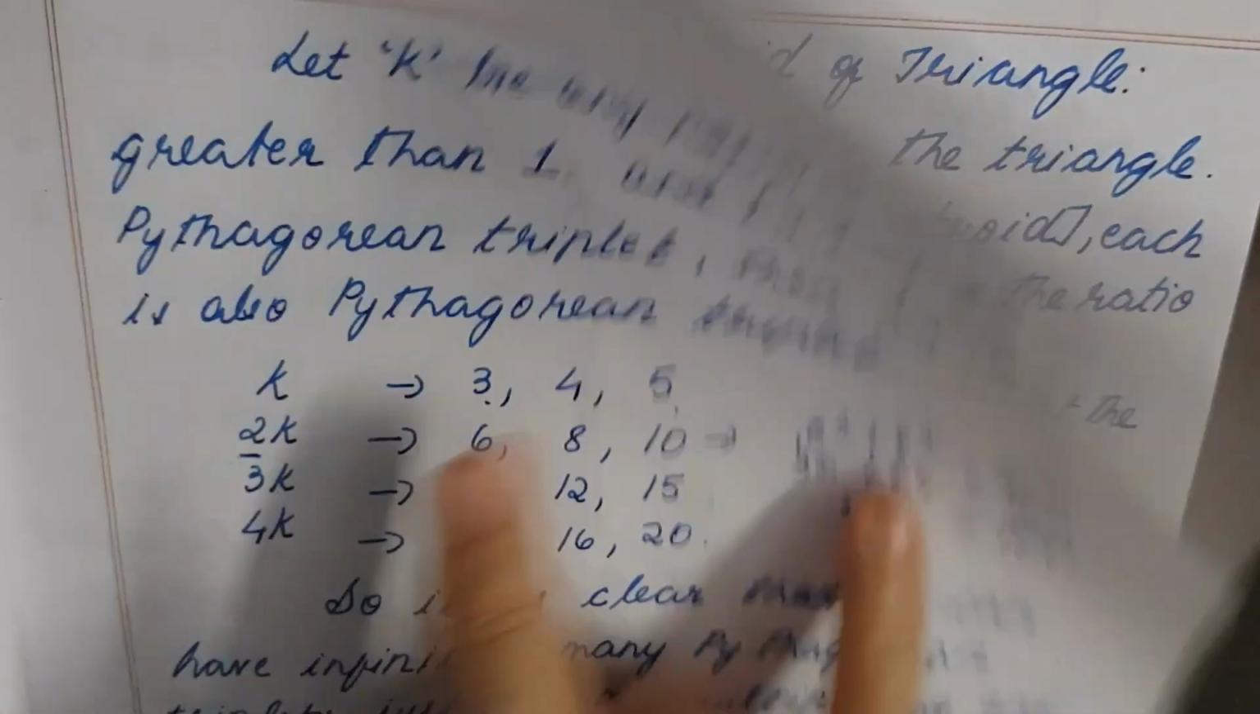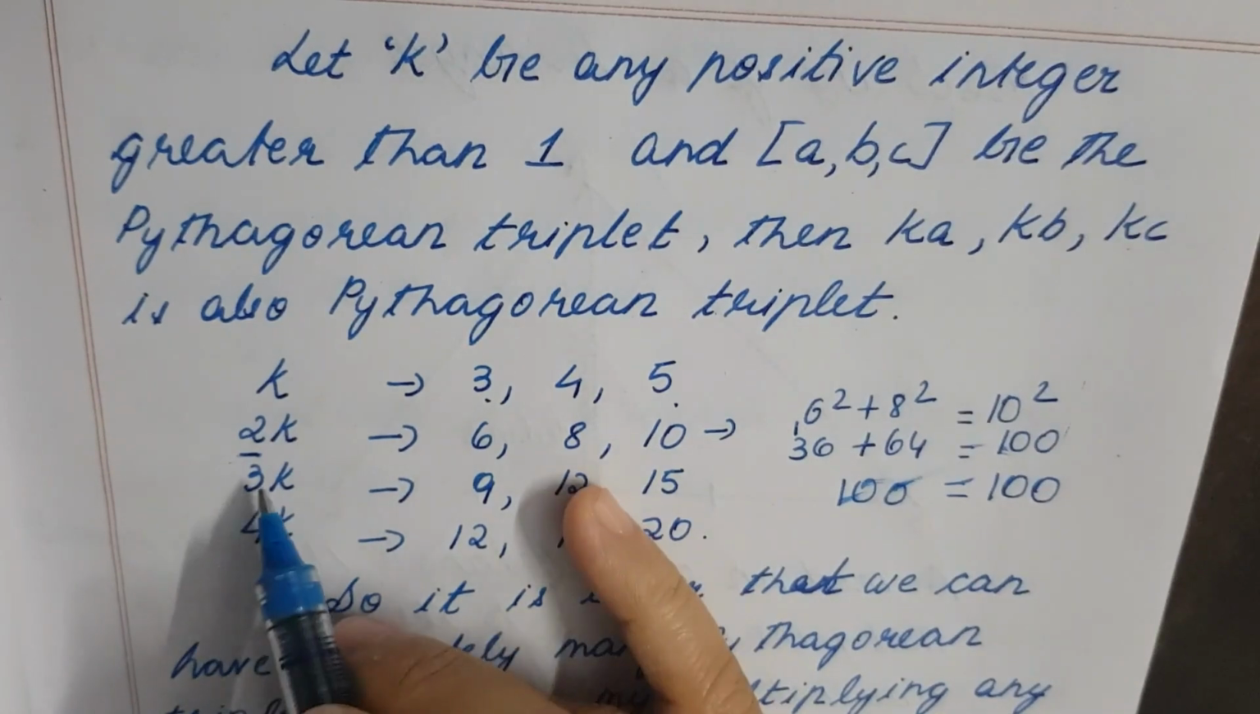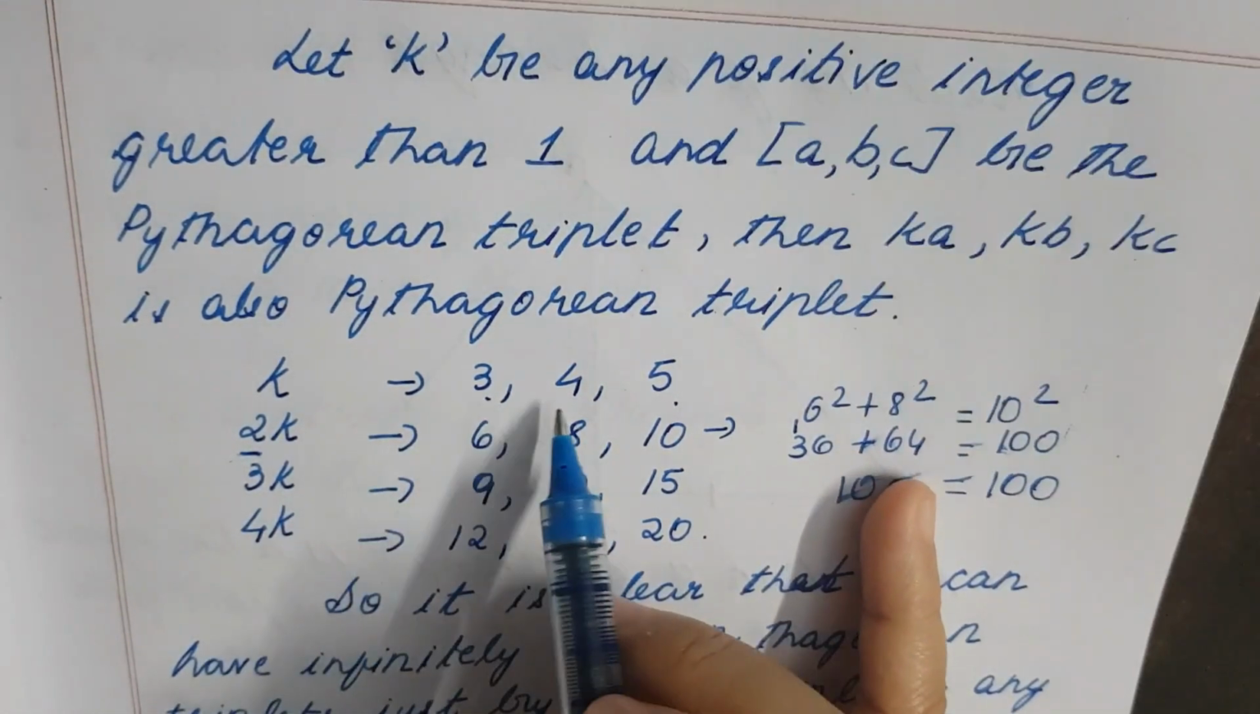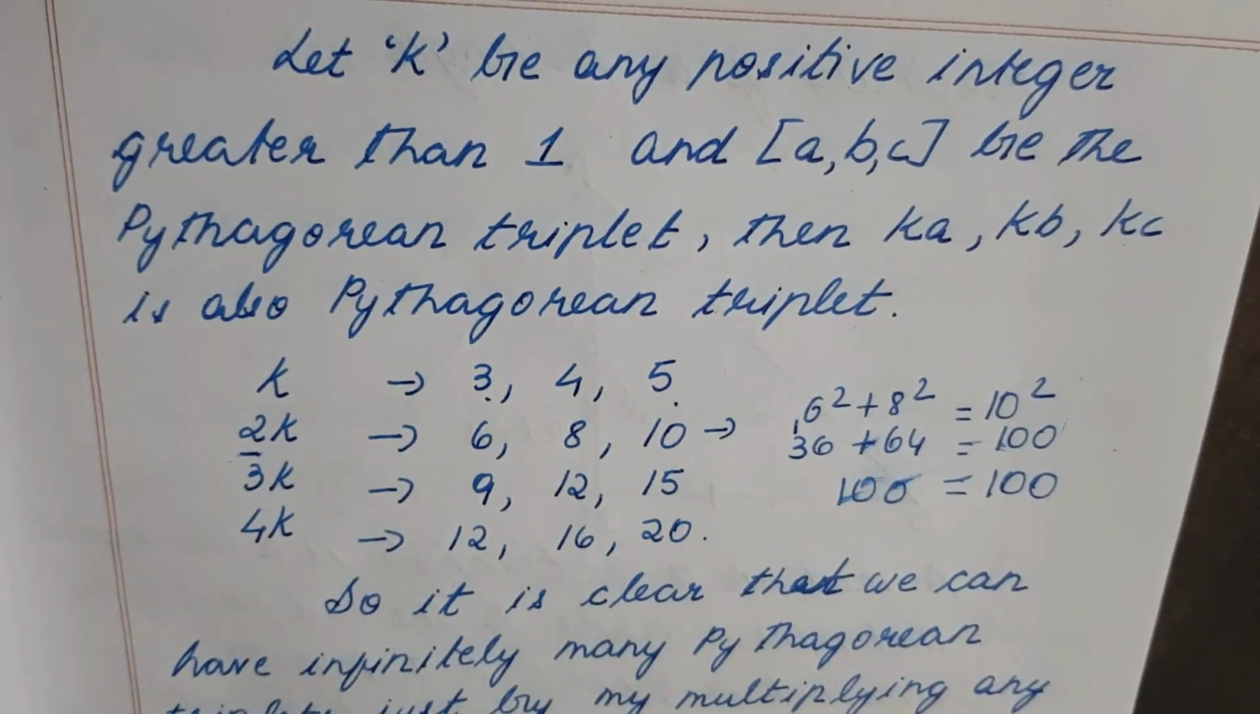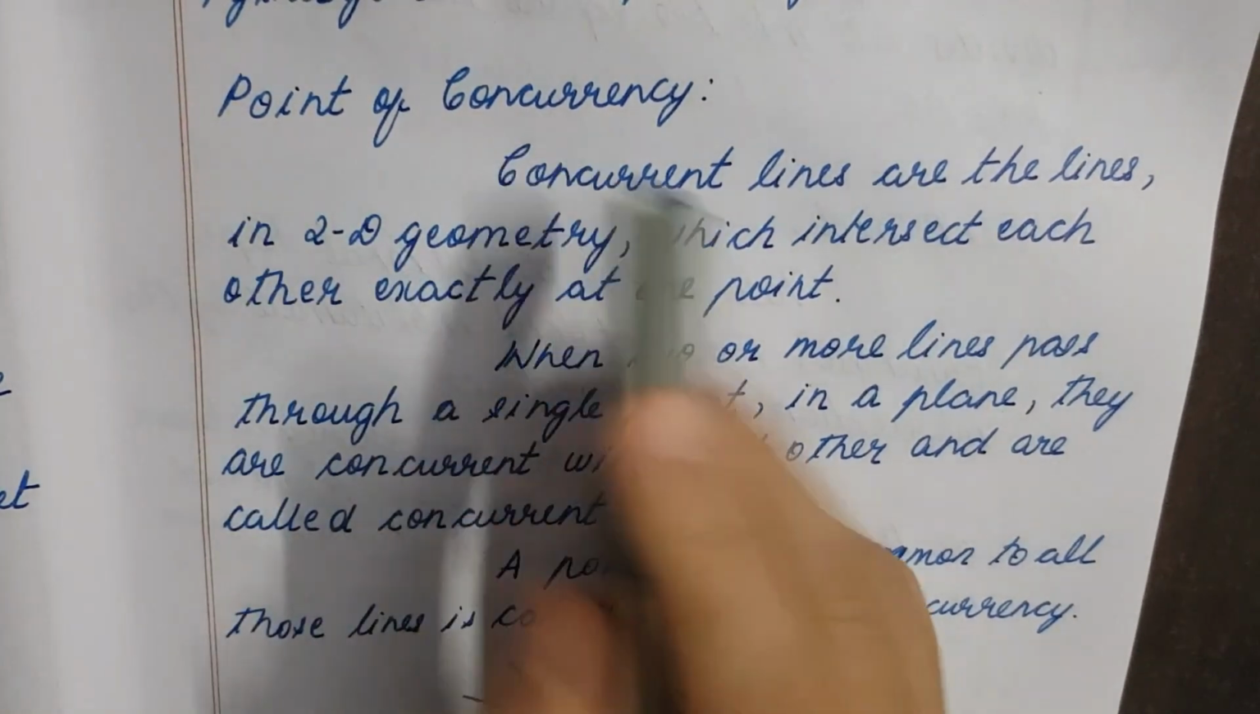So look at this, this proves it. So when you multiply the k value with the triplet, you always get a Pythagorean triplet. Next, moving on to point of concurrency.